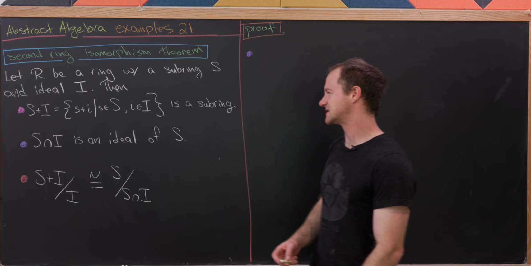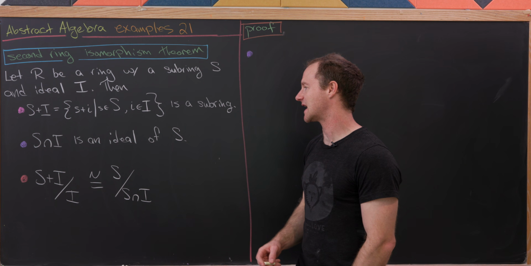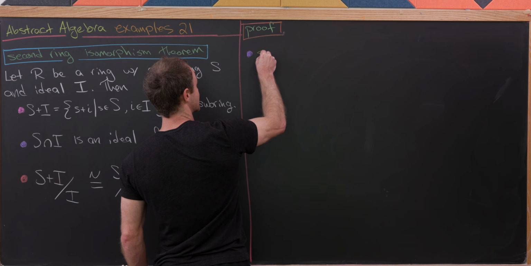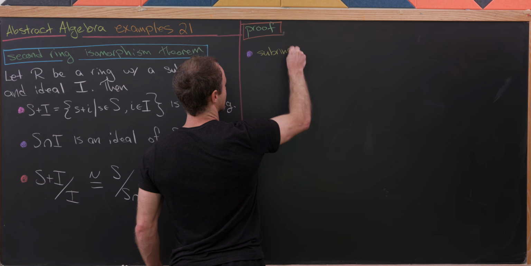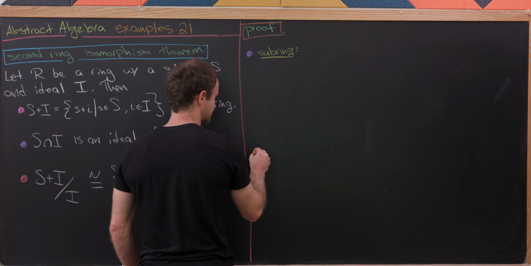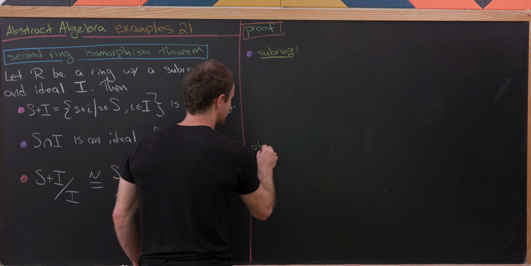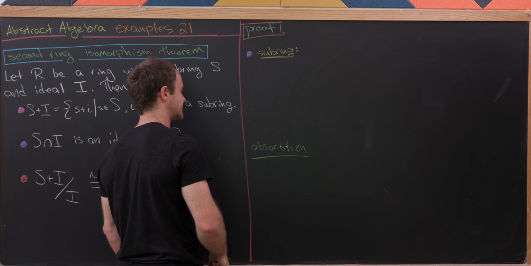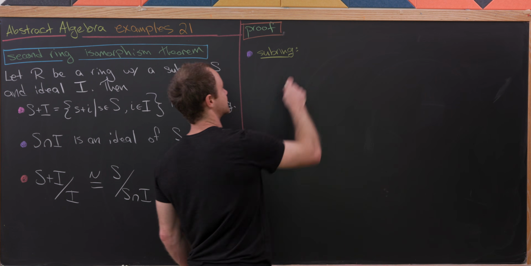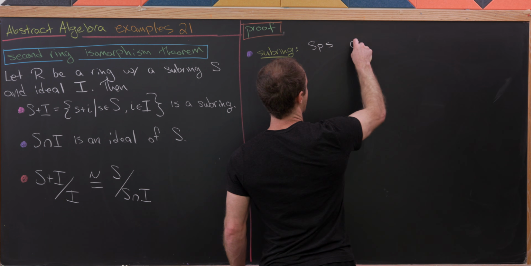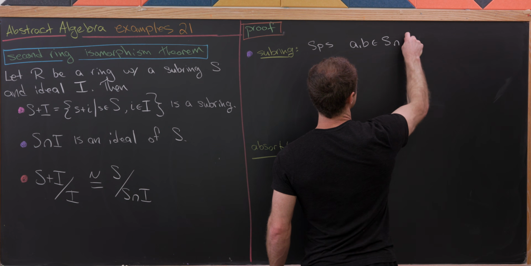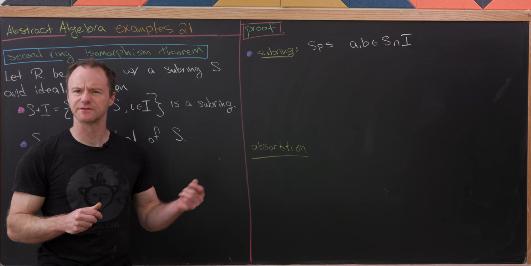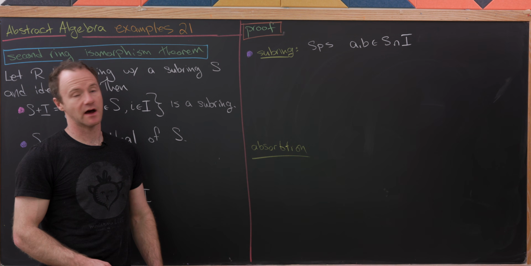Okay, so now let's look at this second dot, that S intersect I is an ideal of S. In order to prove this, we first need to show that it's a subring, and then after showing it's a subring, we need to show that it has the absorption property. And then we're good to go. So let's show that it's a subring first. Let's suppose a and b are in S intersect I. And some people might say this is clearly a subring, but I think it's useful to go through all of the details now and then.